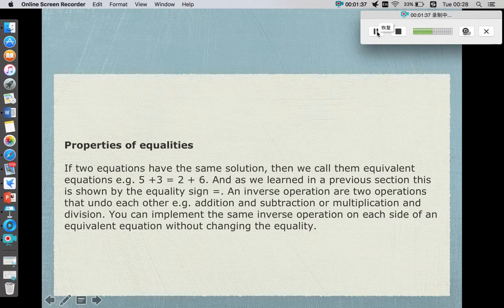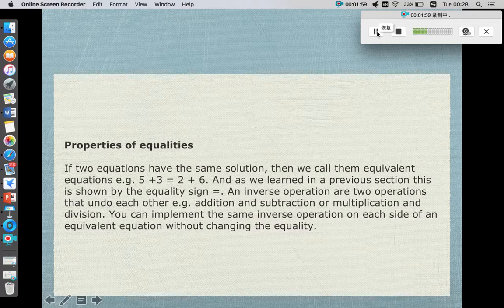There are some properties of equalities. If two equations have the same solution, then we call them equivalent equations. And as we learned in a previous section, this is shown by the equality sign.